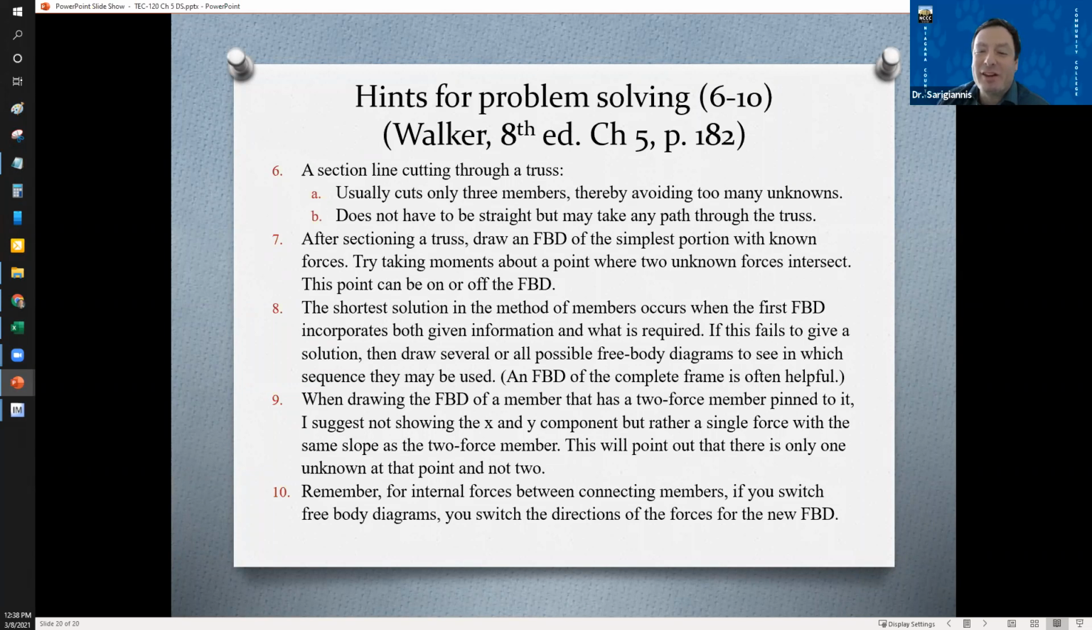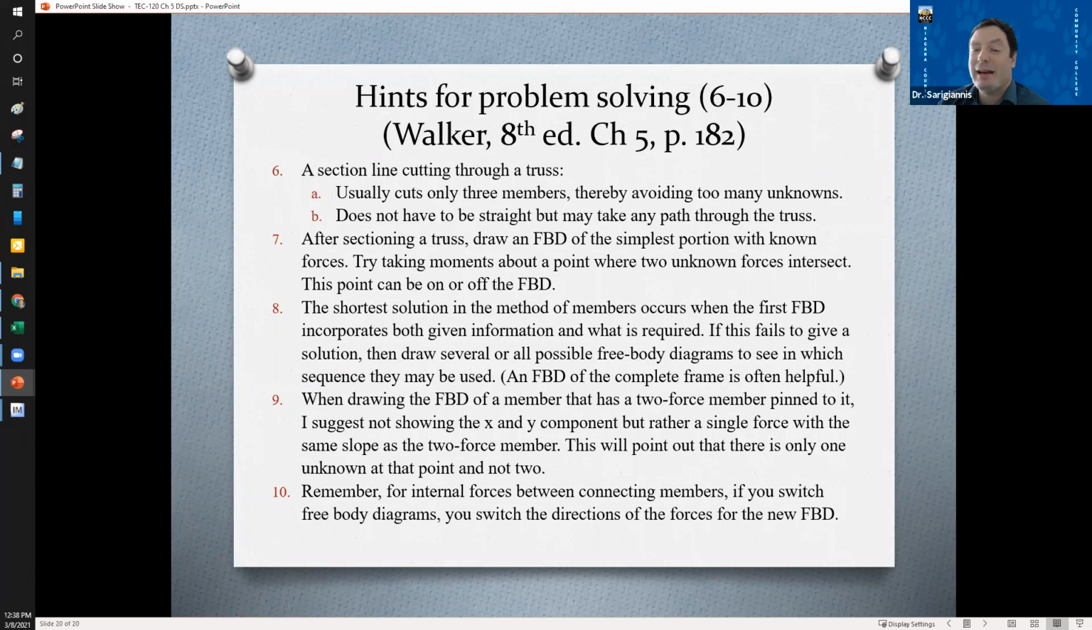The shortest solution in the method of members occurs when the first free body diagram incorporates the given information and what is required. So if you can just work with the information that's given, that first free body diagram is useful. This is just telling you that for more complex problems, draw free body diagrams of each of the components. You may make a mistake. You may choose the wrong member.